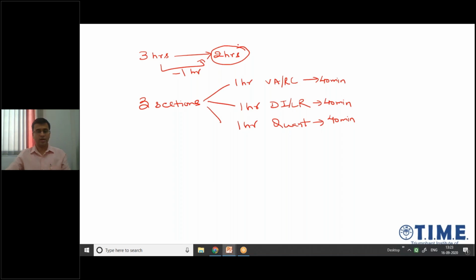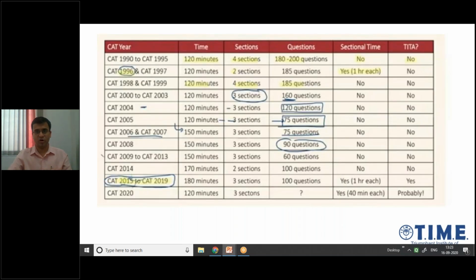Now, what I need to understand is, has it happened for the first time that CAT is being done in 2 hours? No. Let's understand what is the pattern that CAT has followed until now. If I look at the pattern, I'll realize that from CAT 1990 to CAT almost 2005, the time was always 120 minutes. So it was always 2 hours, right? So it is not something which is very new as far as CAT is concerned. So up to 2005, I already had an exam which was of 120 minutes or 2 hours.